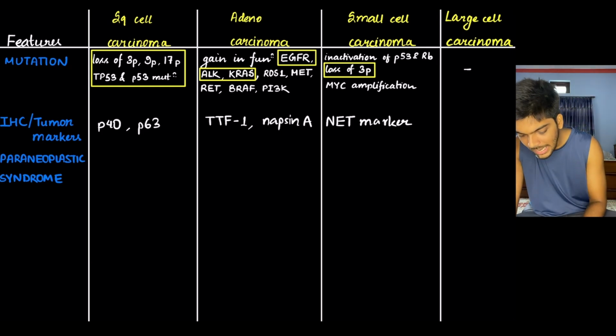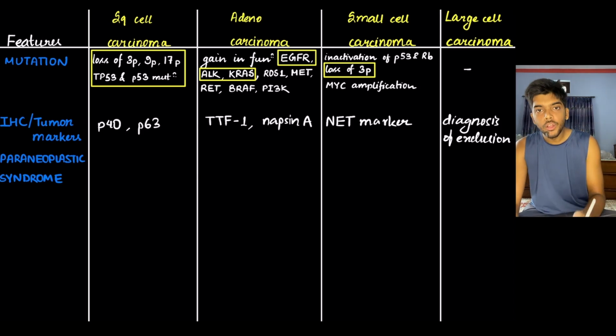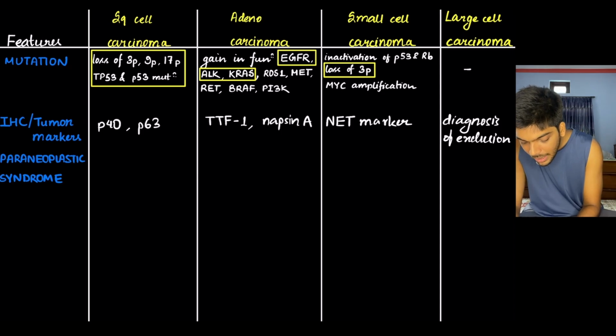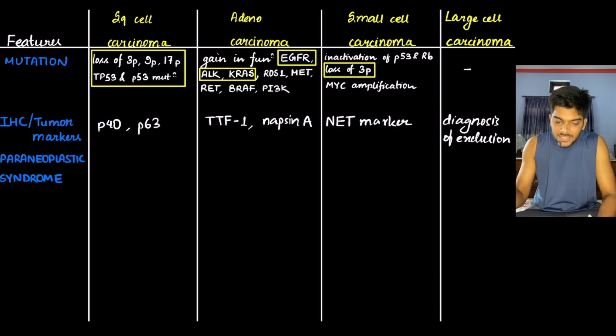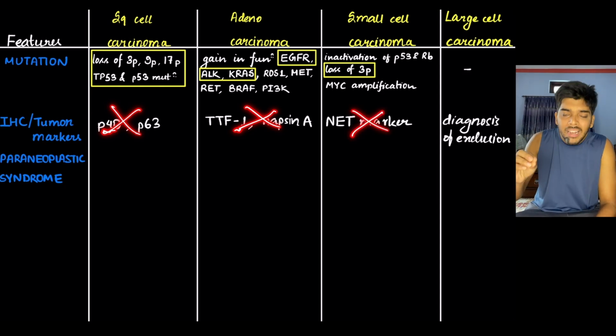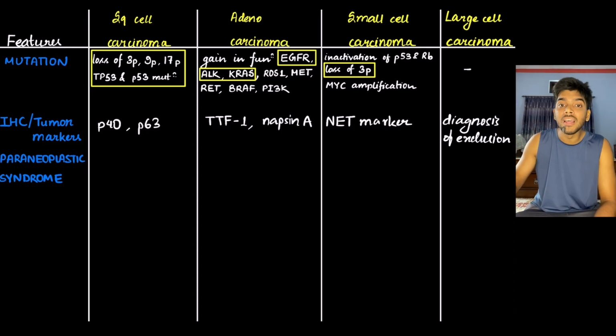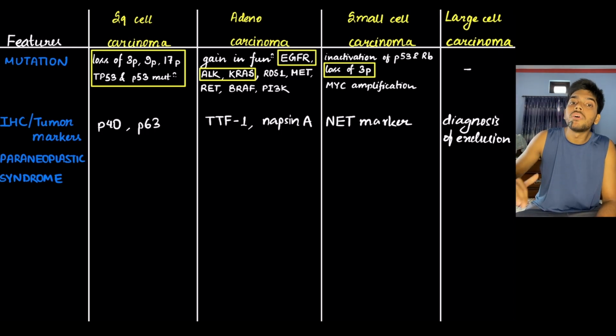Good. Large cell carcinoma. It shows a diagnosis of exclusion. What does that mean? It means that you diagnose a patient with large cell carcinoma when all other possibilities are excluded out. That is, if there is no squamous cell carcinoma, there is no adenocarcinoma, there is no small cell carcinoma, then most probably it is large cell carcinoma. So diagnosis of exclusion, that is diagnosed when all other possibilities are excluded out.